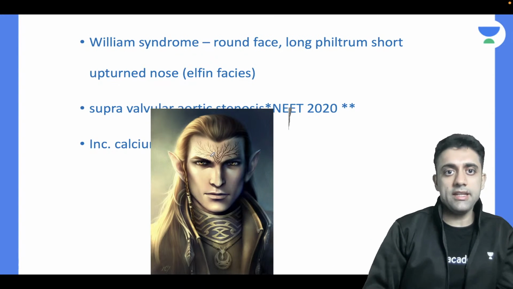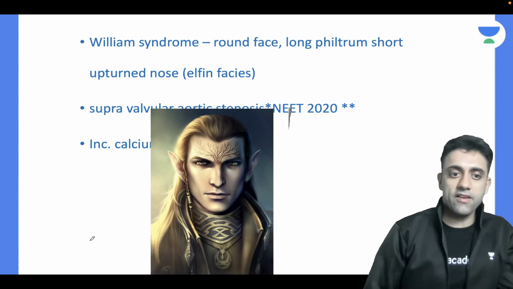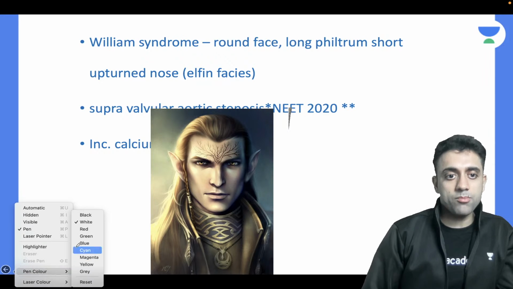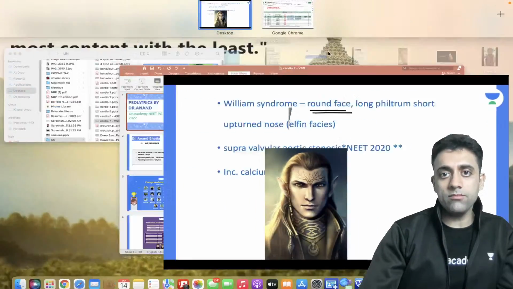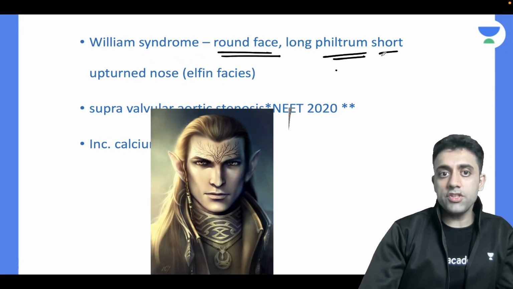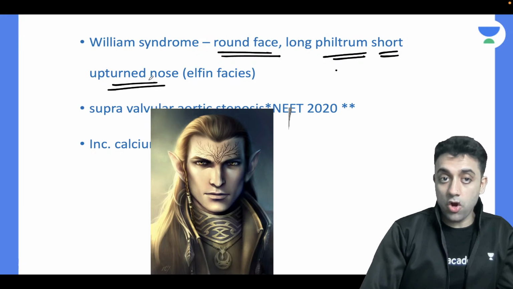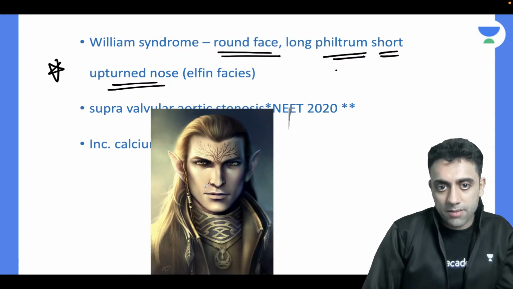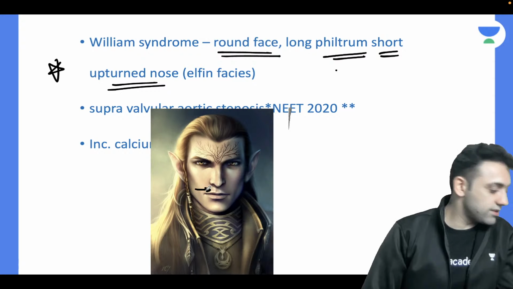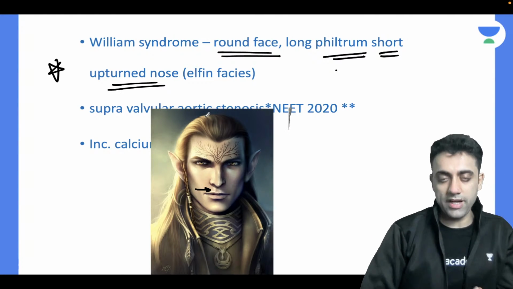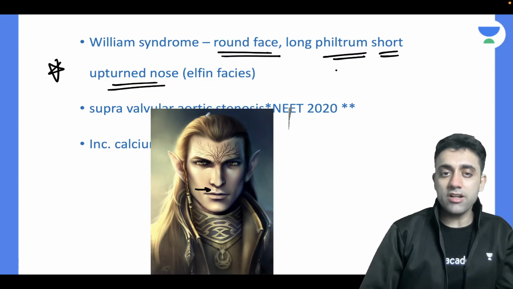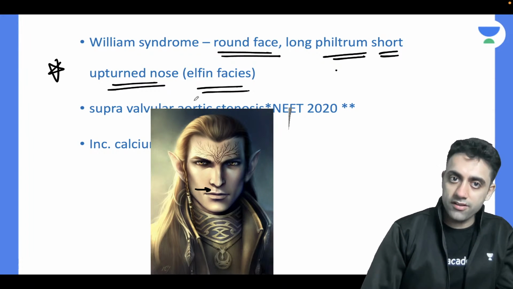Remember, very importantly, what all points did we cover about Williams syndrome? The important points on Williams syndrome are: number one, round face. The patient has a round face, long philtrum, with a short upturned nose. What is philtrum? This part is known as philtrum, with a short upturned nose. Short upturned nose is known as elfin facies.